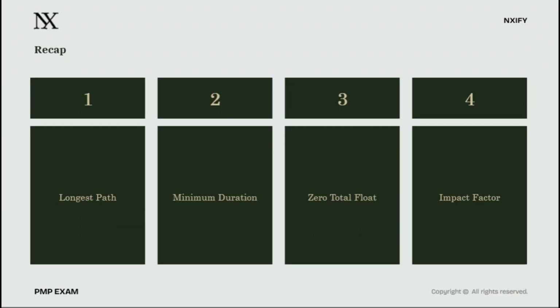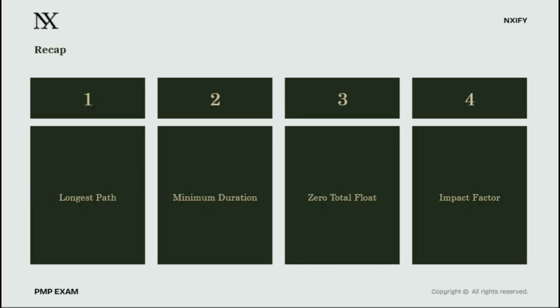Recap time. To wrap this up, as a senior PM, I want you to write these 4 golden rules down right now as they appear on your screen. 1. Longest path. Critical path equals the mathematically longest path in the network diagram. Second, minimum duration. It inherently equals the overall minimum project duration. Third, zero total float. It means having precisely 0 float or wiggle room.